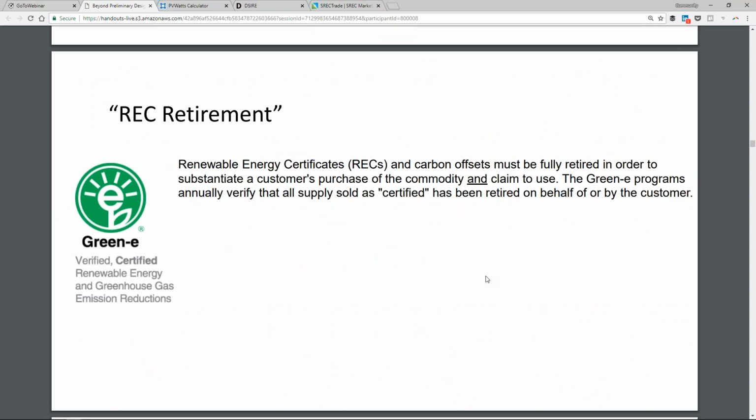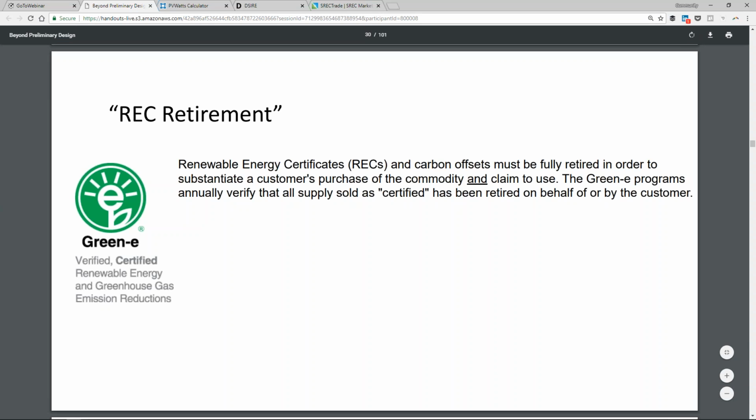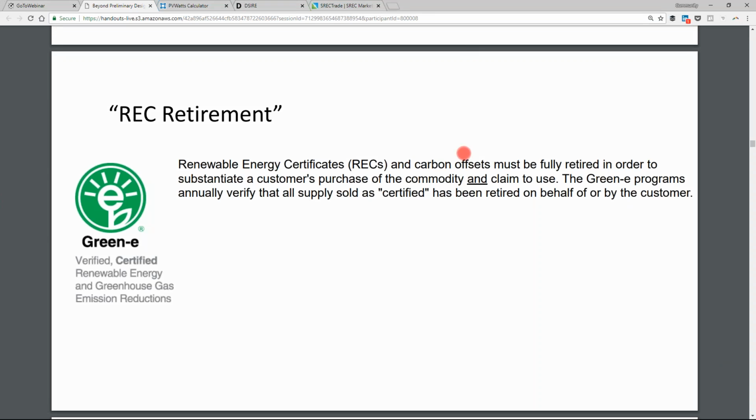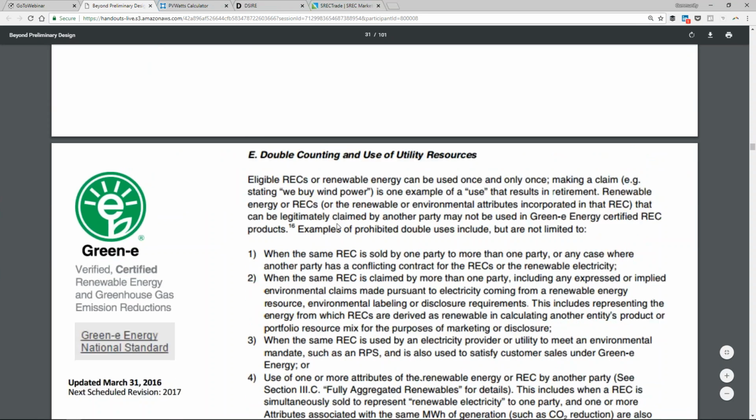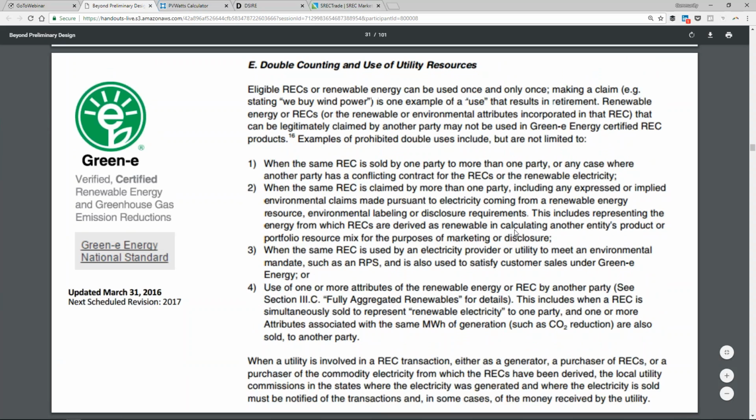And really what I'm trying to do with this is just to set up the renewable energy credit transaction as something that's kind of outdated and obsolete compared to community solar. So don't get too worked up by all of this. But there's a concept called REC retirement, which basically says that if you're going to claim these RECs, it has to be fully retired in order for someone to claim it. And that basically says there's no double counting.